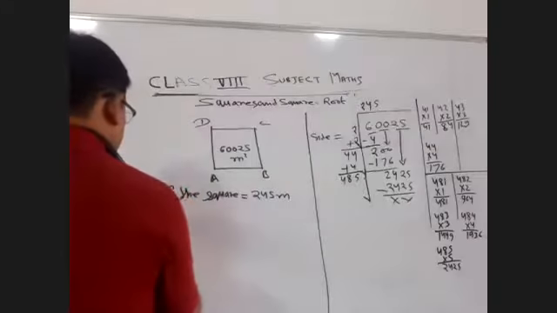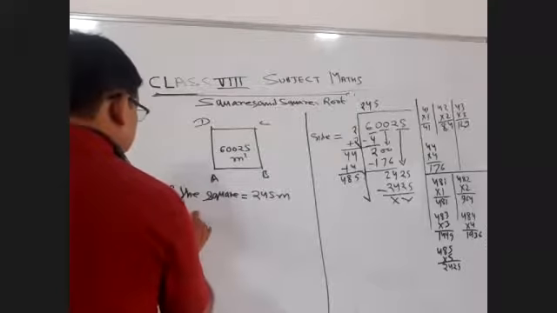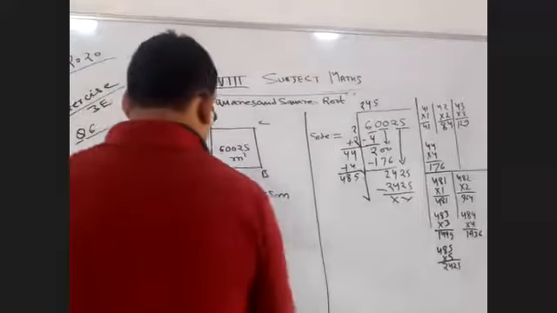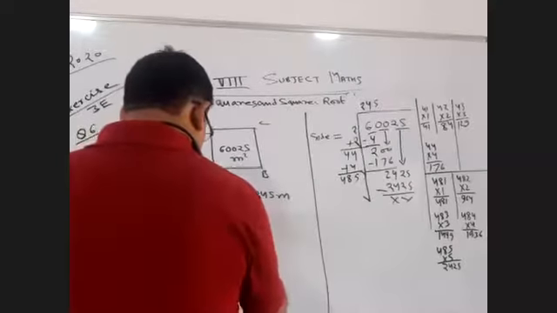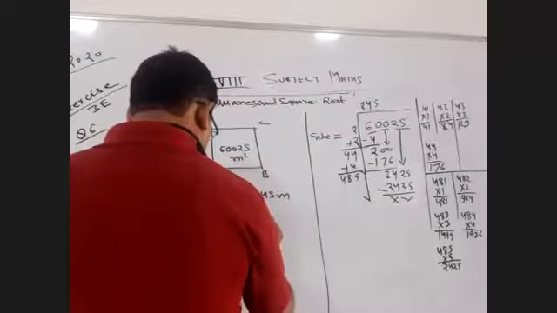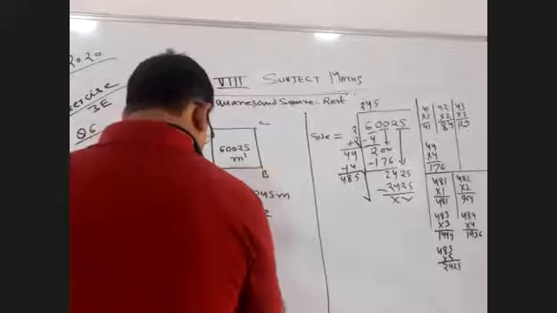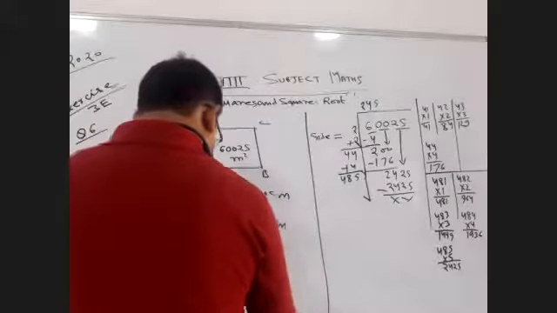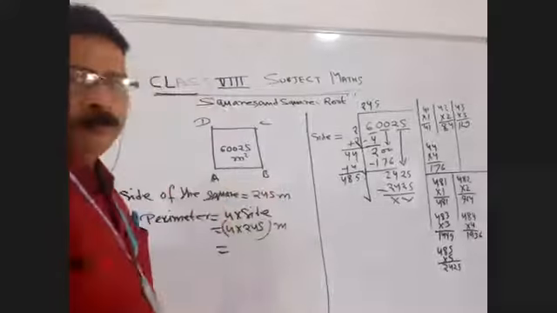Because the cyclist wants to go A to B, B to C, C to D and D to A, that means around the border of the square, that is known as perimeter. So perimeter is equal to four into 245 meters.